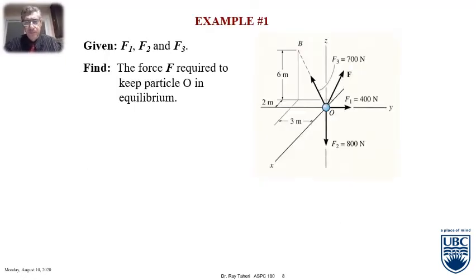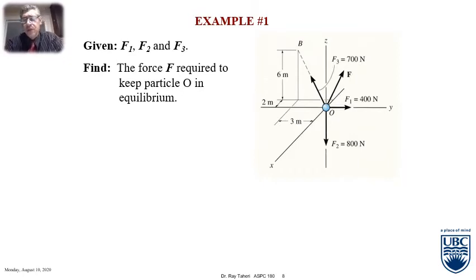Let's put them into practice. Example one, you have a particle O and there are four forces applied to this particle. Three of them are known, F1, F2, and F3. The question asks what is the magnitude and the Cartesian components of force F in order to have equilibrium. Well, the free body diagram is given. Forces F2 and F1 are very straightforward. So F1 is 400 i newtons, F2 is 800 j newtons negative.